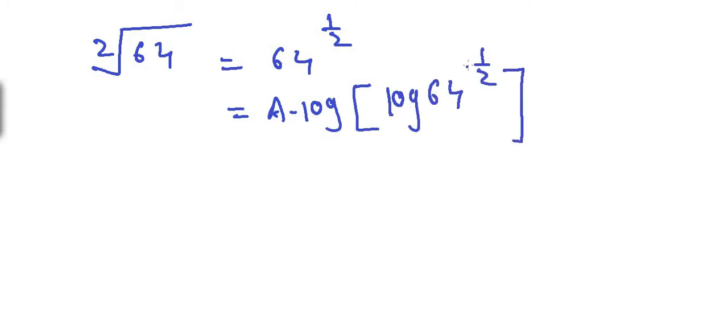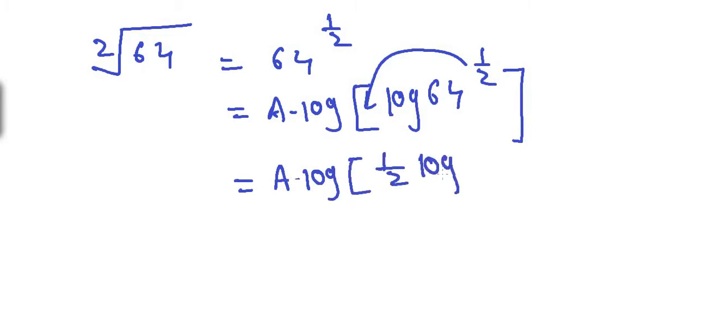Now according to the rule of logarithm, this half is shifted as the coefficient of the log. So this is equal to antilog of half into log of 64. That is, we have to find the log of the number whose root is to be calculated, divided by its root. If it's a square root, divide by 2. For cube root, divide by 3, and then find the antilog. Okay. Now let us evaluate it.